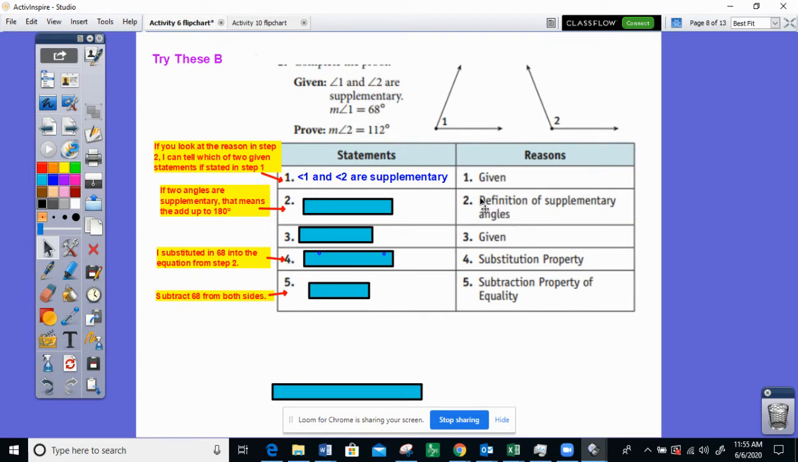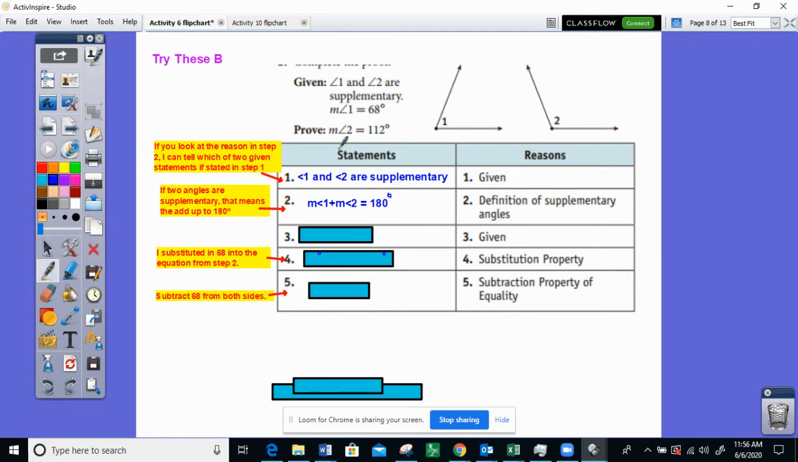Well, since we're talking about the definition of supplementary angles, that means that this first given statement should have something to do with supplementary angles, right? So what do we know about supplementary angles? If two angles are supplementary, then the sum of their measures equals 180 degrees. So then we can write out an equation, the measure of angle 1 plus the measure of angle 2 equals 180 degrees.